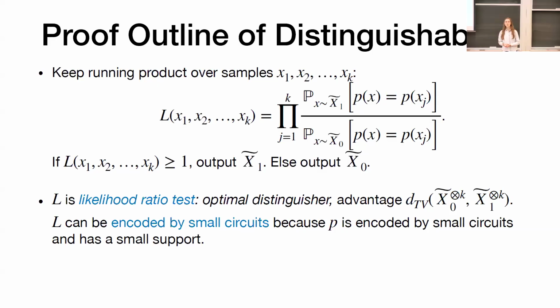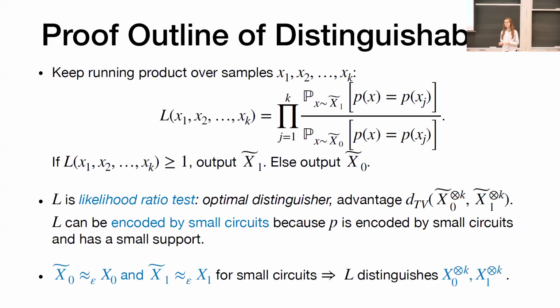Why couldn't we have considered the likelihood ratio test? Well, it's not known in general that this is something efficiently computable, and we want our distinguisher to be encoded by small circuits. So let's argue why L is encoded by small circuits. L is encoded by small circuits because P is encoded by small circuits based on this multi-calibration theorem for distinguishing. And P also has a small support. It's supported on order 1/epsilon parts. And so when we argue about the circuit complexity of L, given that of P, we can get that it's efficient. It's poly in s.